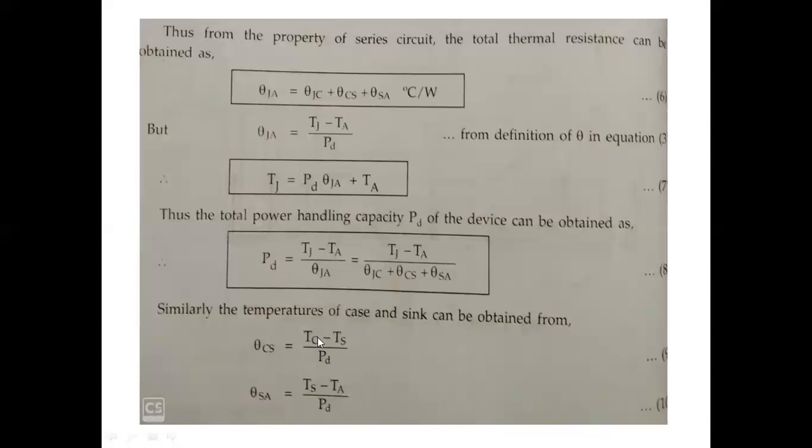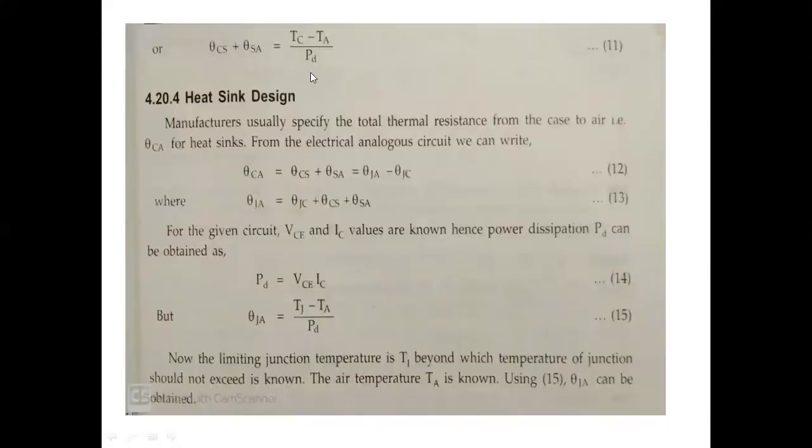Because Tc minus Ts by Pd plus Ts minus Ta by Pd means Ts will be cancelled, and we have Tc minus Ta by Pd. Okay, so this is the formula which we have to remember in order to solve the problems related to the heat. Next we have another formula. Manufacturers usually specify the total thermal resistance from case to ambient, that is theta CA. Theta CA is the thermal resistance from case to ambient.